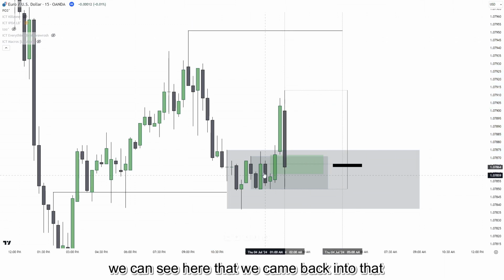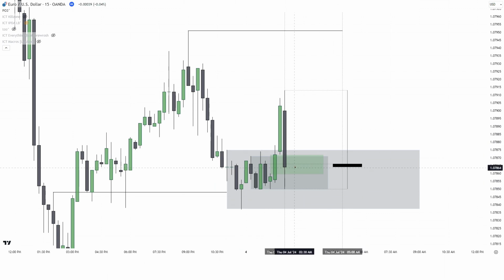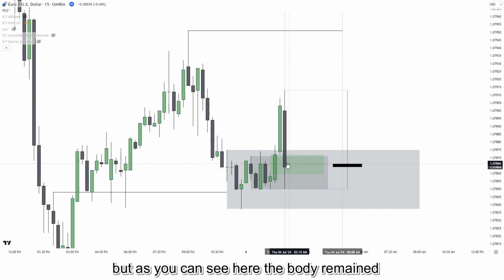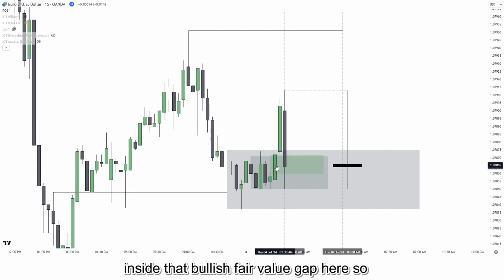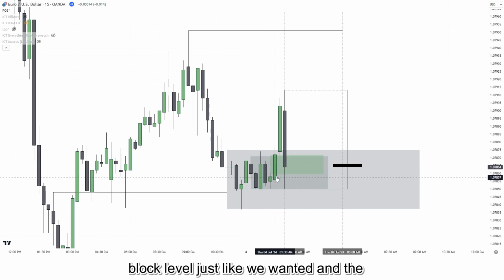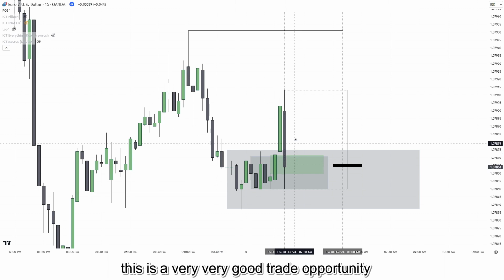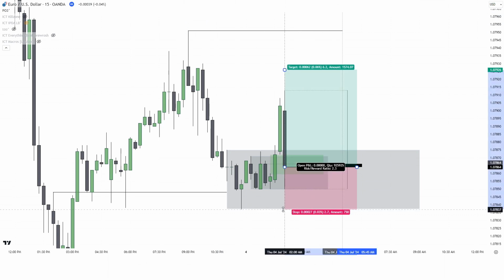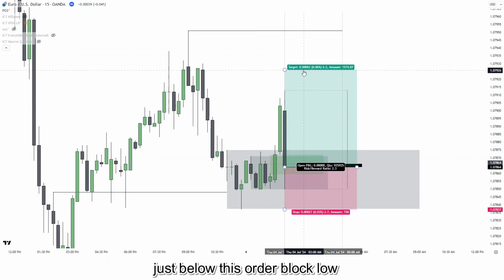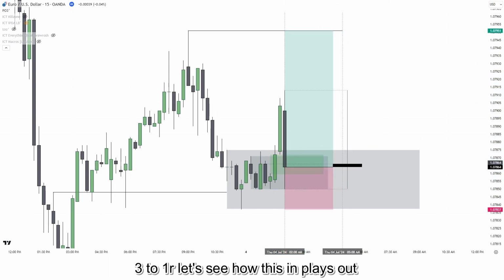We can see here that we came back into that opening price and we dropped lower, but as you can see here, the body remained inside of that bullish fair value gap. So as you can see, we tapped into that order block level just like we wanted, and the body remained inside that fair value gap. This is a very, very good trade opportunity. Stop loss just below this order block low, targeting back above these highs for over a 3-to-1 R. Let's see how this then plays out.